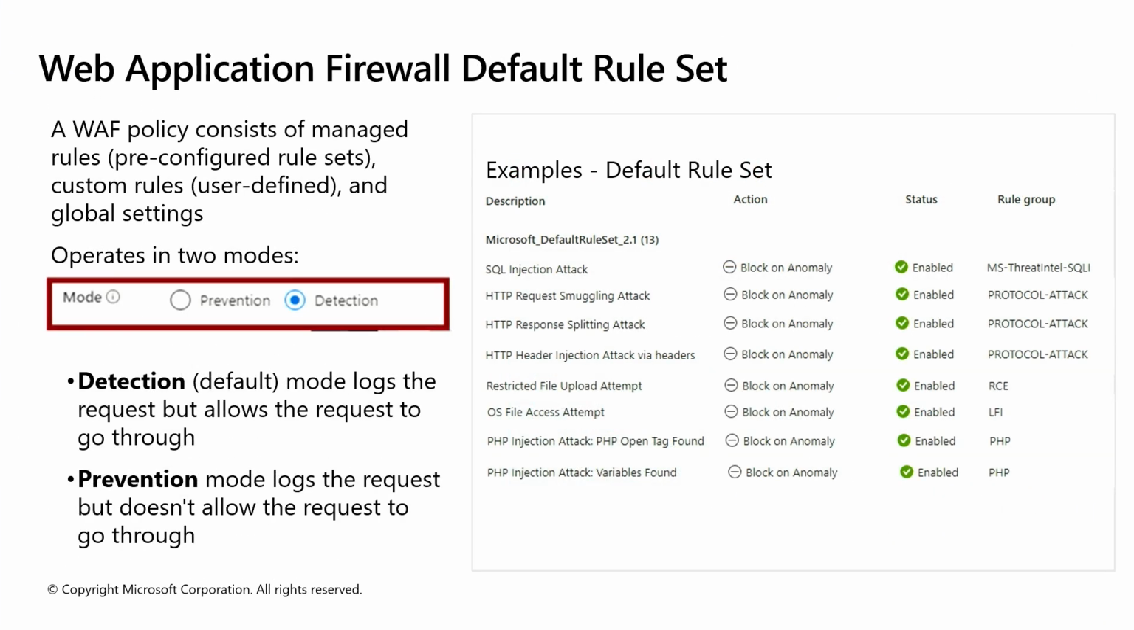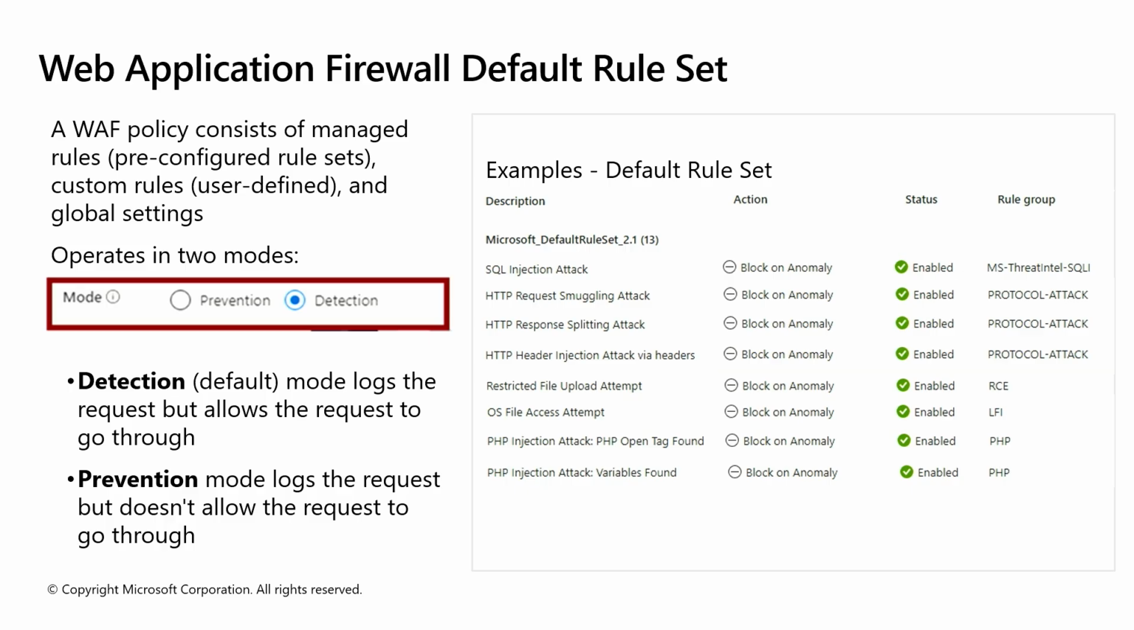Talking about the default rule set, it is worth remembering that we have a pre-configured rule set and that also you can bring your own type of rules by using the user-defined rules. Web Application Firewall works in two different modes. The default mode, which is the detection mode, will log the request that is coming to either your application gateway or front door, but will allow the request to go through. Whereas the prevention mode will log the request, but it will not allow the request to go through if it is an attack.